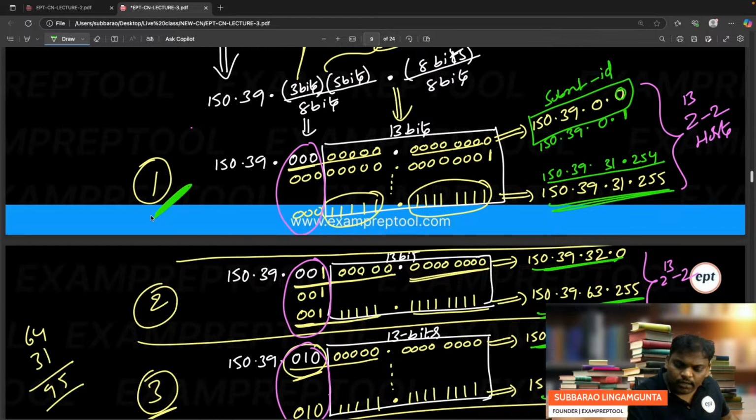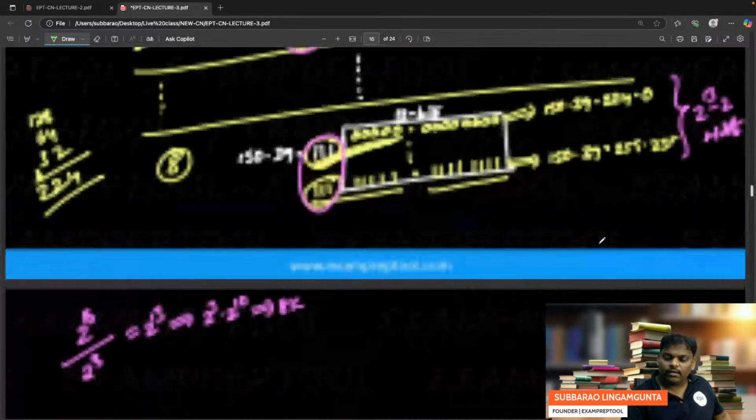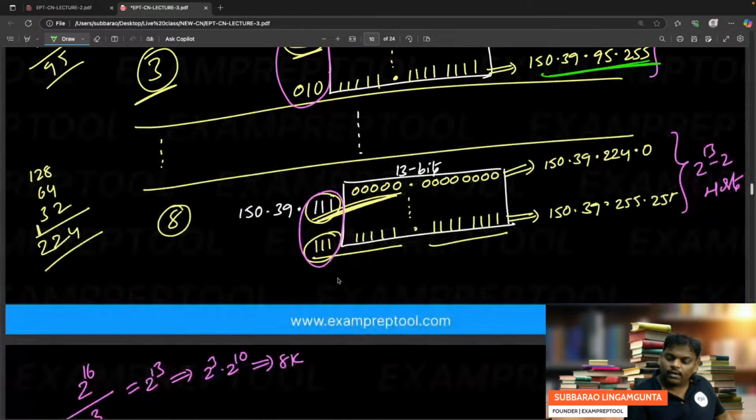First subnet ID this. First subnet host this. First subnet DBA this. First subnet last host this. Last host. First host. In the similar way, last subnet, can you see this one? Last subnet ID. Last subnet DBA.